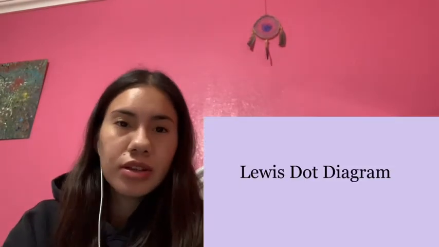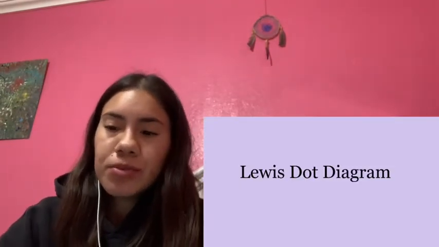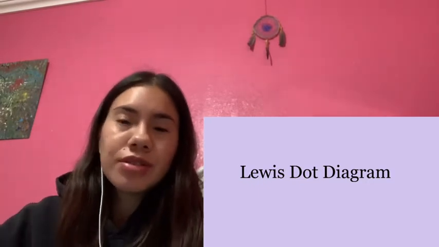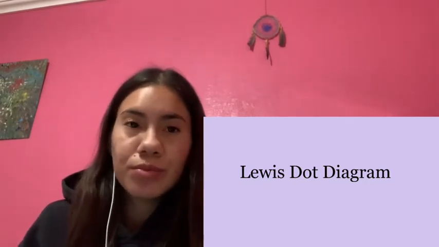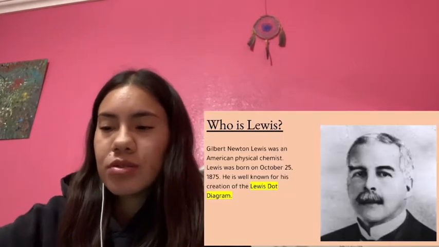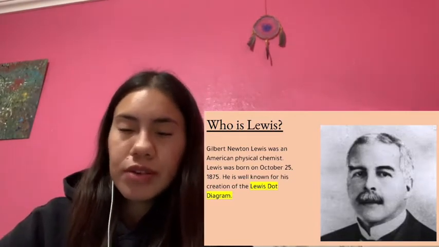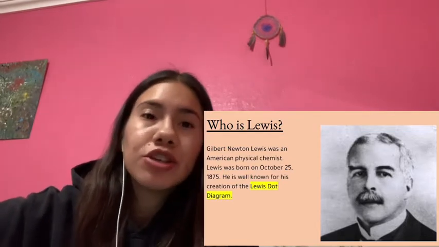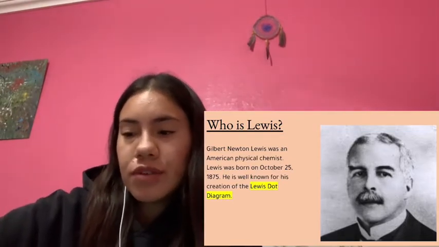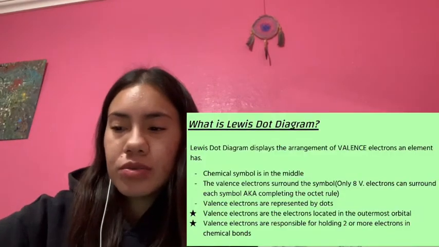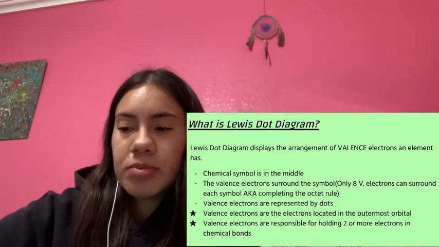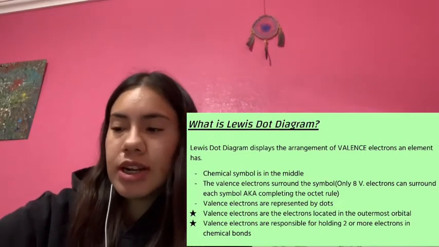And so now that we know how to draw Bohr's orbital diagram, we are now going to look at the Lewis dot diagram. And so before we begin to learn how to draw the Lewis dot diagram, we want to know more about the scientist. So who is Lewis? Gilbert Newton Lewis was an American physical chemist. He was born on October 25th, 1875, and he is well known for his creation of the Lewis dot diagram. What is the Lewis dot diagram? The Lewis dot diagram displays the arrangement of valence electrons that an element has.